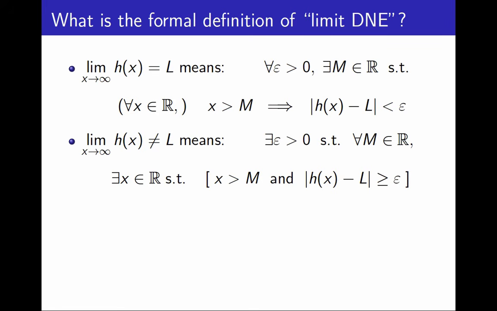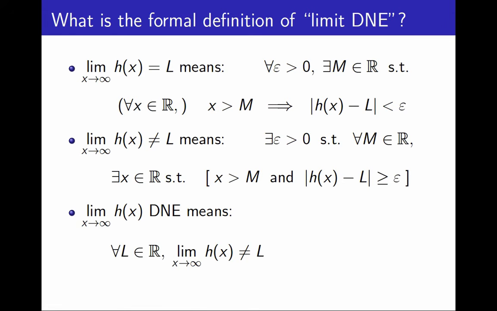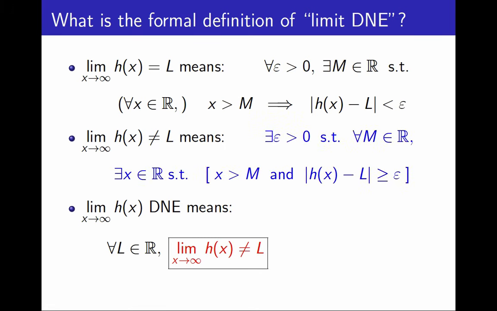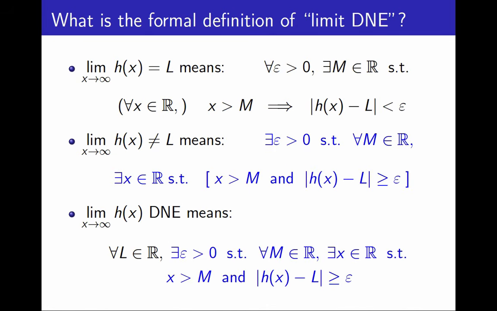But we are not done. What I have written is that the limit does not equal some number L. For example, that the limit is not 5. Saying that the limit does not exist means that it is not any real number. In other words, for every real number L, the limit does not equal L. Since I already have a definition of the limit does not equal L, I can append it here. And that's it. This final statement, now in blue at the bottom, is the definition I was looking for.